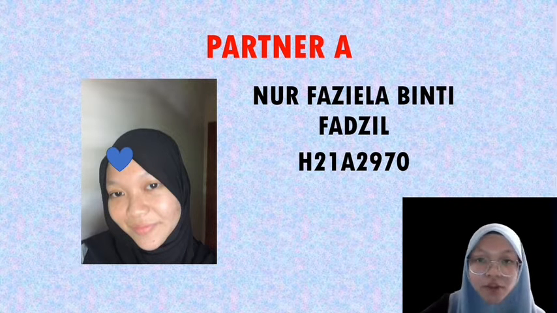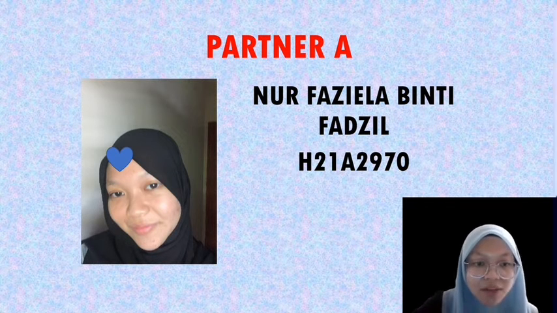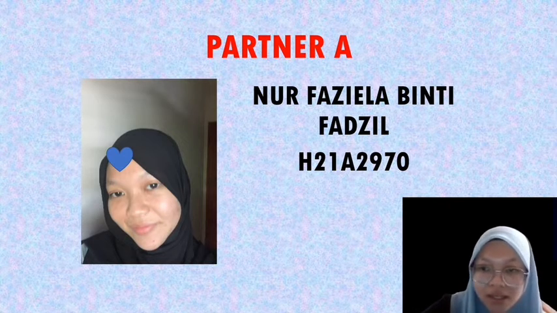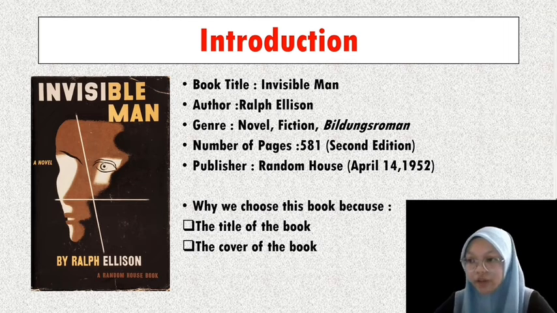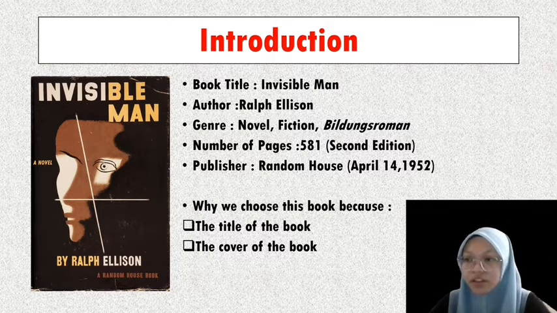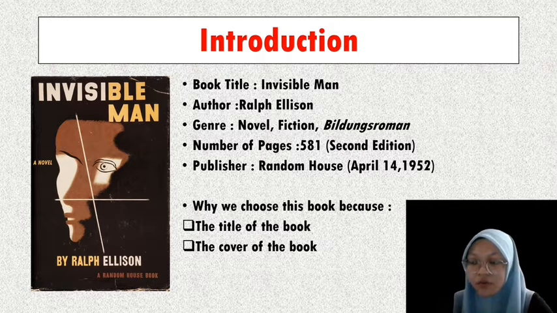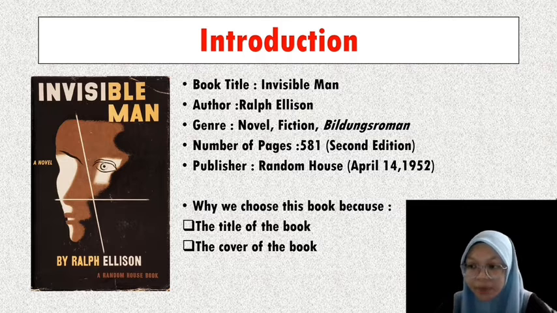I am Nur Fazila binti Fazil and my partner Alia Farhani binti Hashim will present our oral book review today. The title of our book is Invisible Man by Ralph Ellison, who is the author of this book. The genre of this book is novel, fiction, and Bildungsroman. This novel has a total of 581 pages in the second edition and was published by Random House on 14 April 1952.